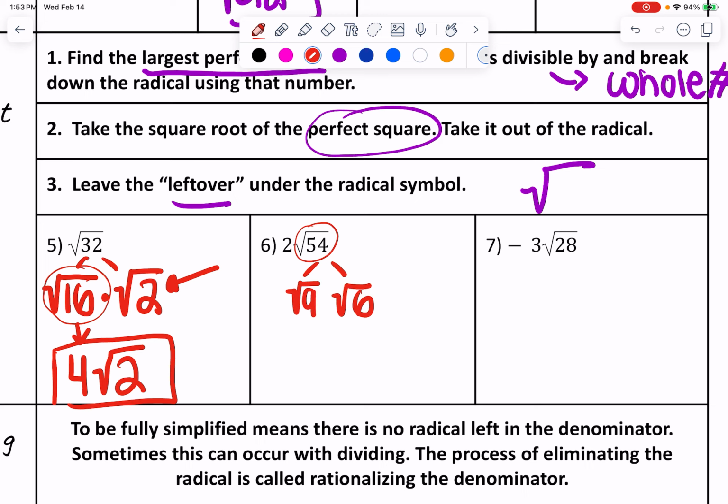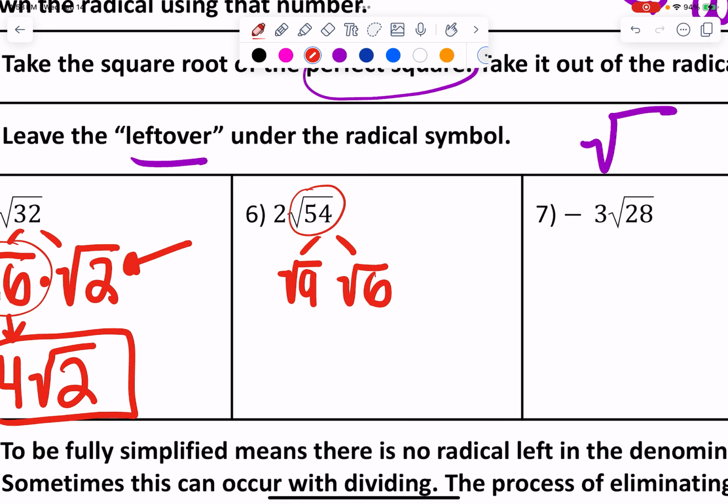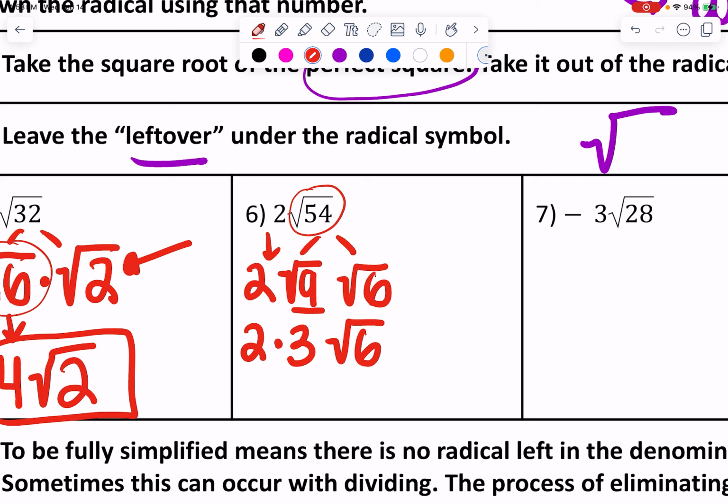Okay, so I break that down to 9 and 6. I still have that 2 up front, so you can put it there. I know the square root of 9 is 3, so that comes outside the radical. And then 6 is not a perfect square root, so I leave it in the radical. What I can do then is these 2 numbers now outside the radical can be multiplied together. So you get 6 square root of 6. And that's your answer.